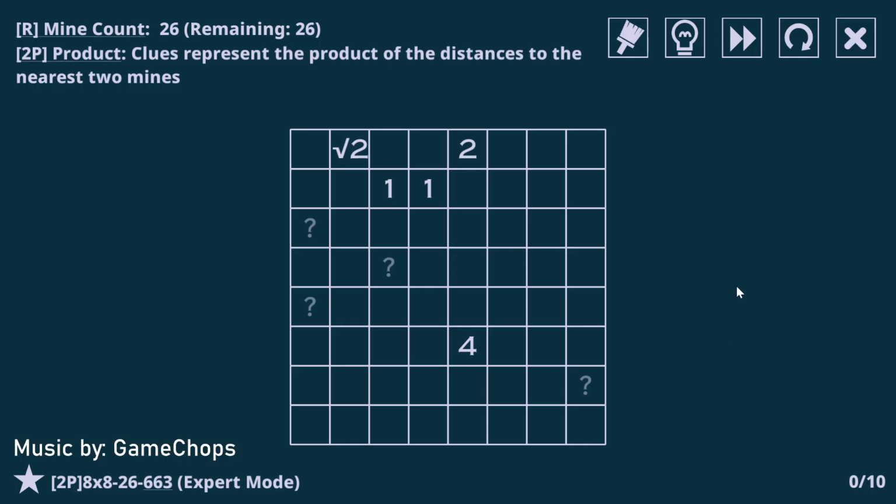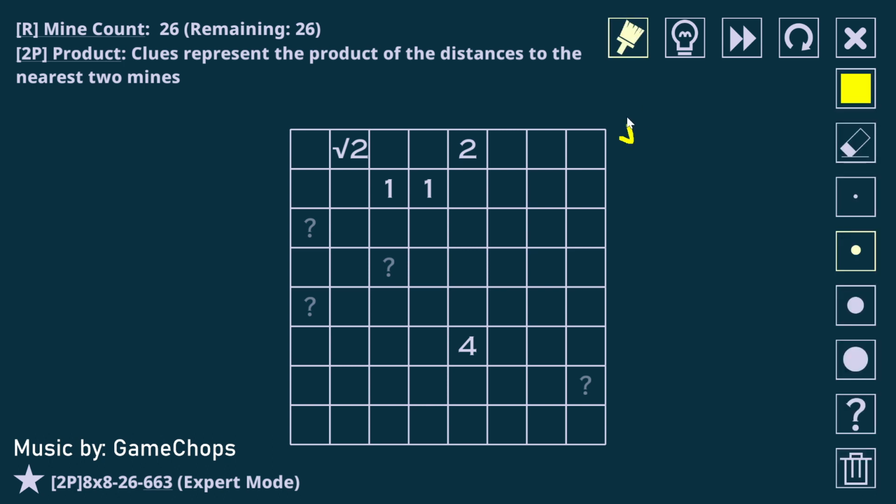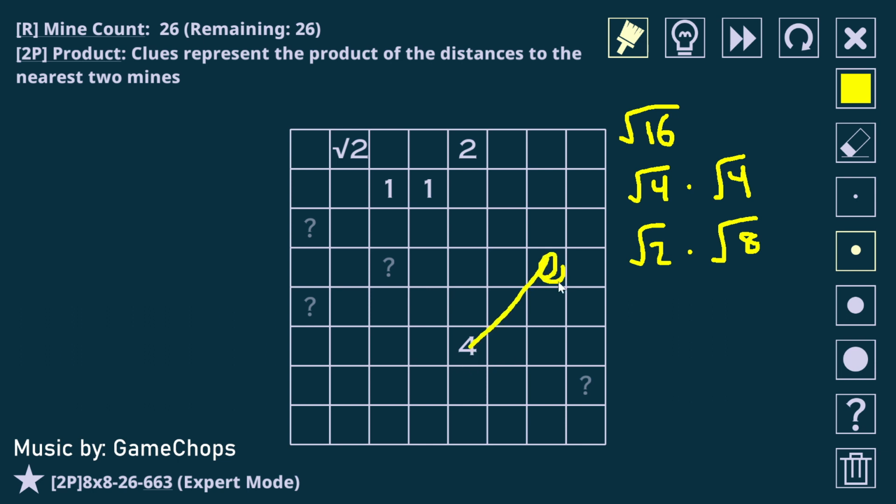Yeah, alright. 4. Okay, we haven't seen the 4 before, but we know 4 is root 16, which has a few ways of making it work. You either have this, or I think I'm just gonna do that, or you have this, and we know root 8s are possible because root 8s are whatever cell is here. Root 8 is whatever's here, like diagonal dash away.